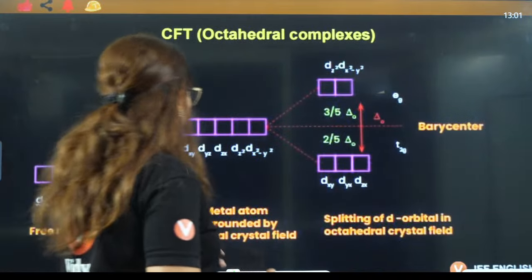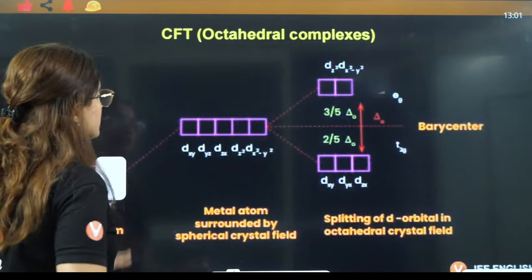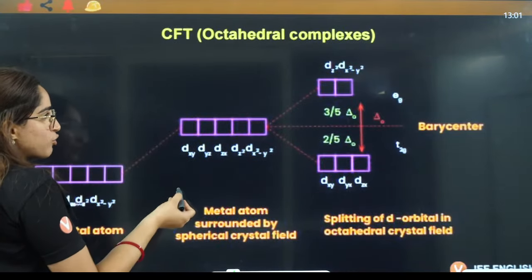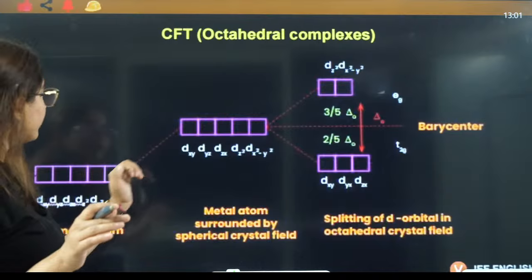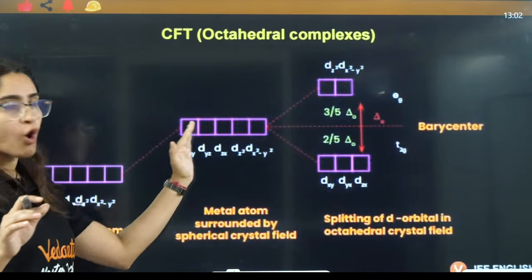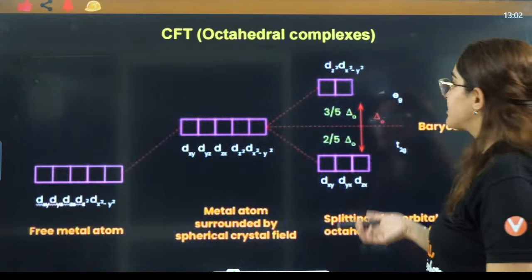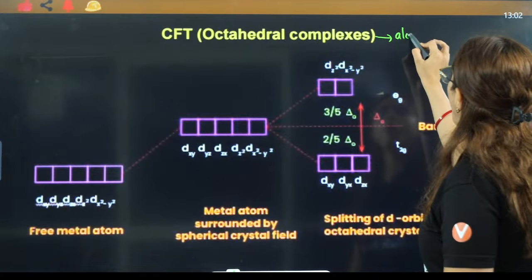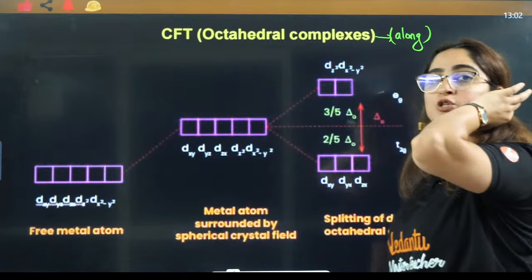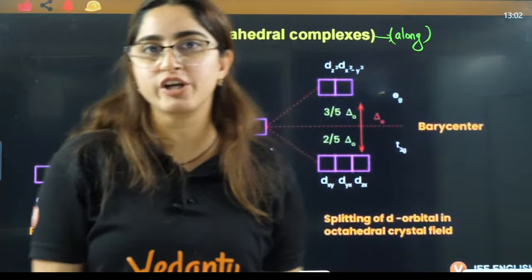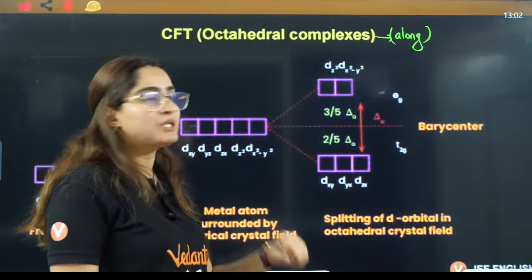Now if I talk about octahedral complexes, the coordination number is 6. Firstly, because of the presence of ligands, all the orbitals will increase their energy. After that, in octahedral complexes, the ligands are along the axis, and dx square minus y square and dz square are also along the axis. Because of the repulsion, these orbitals will have more energy as compared to the other orbitals.